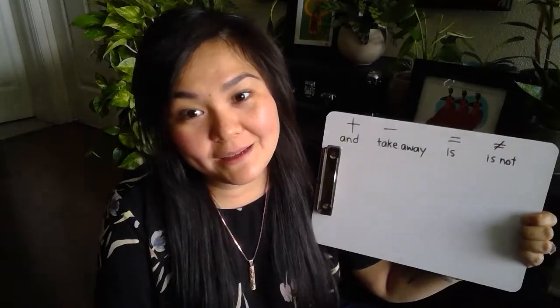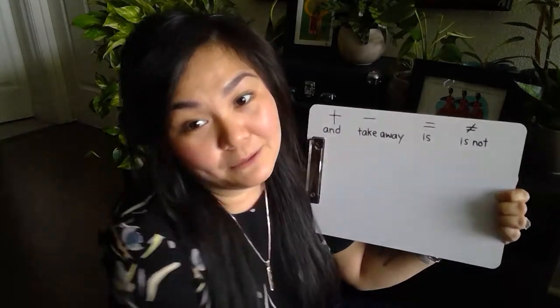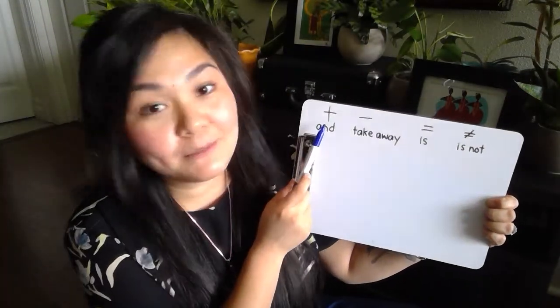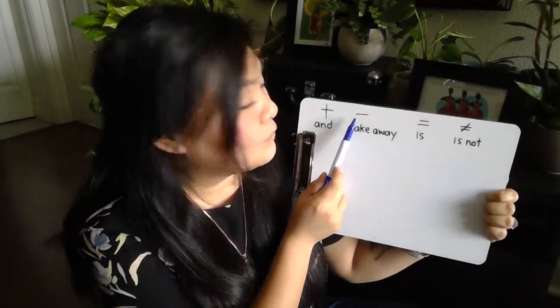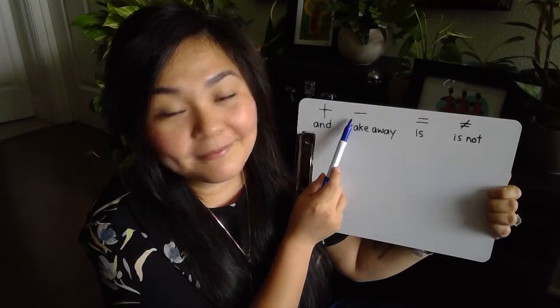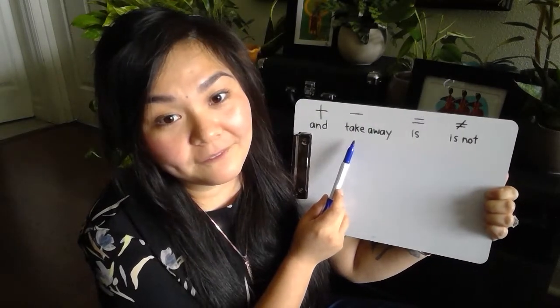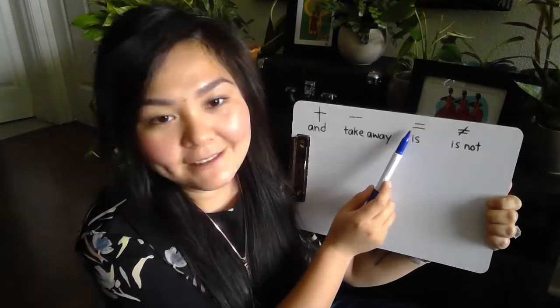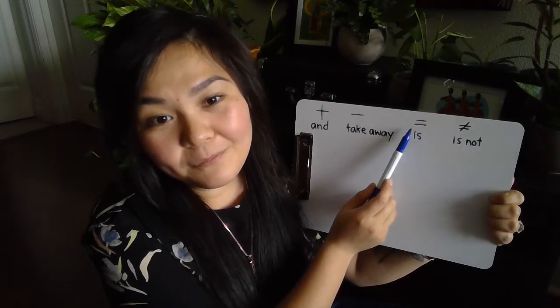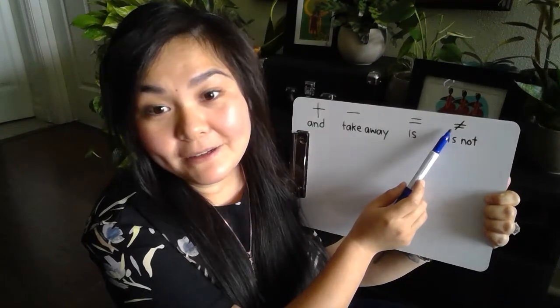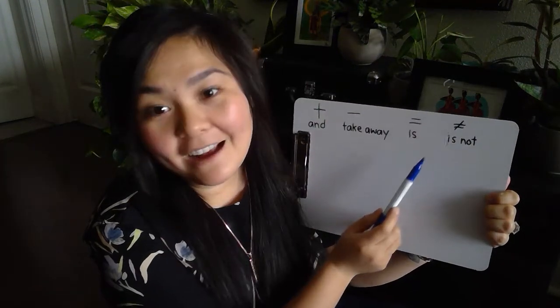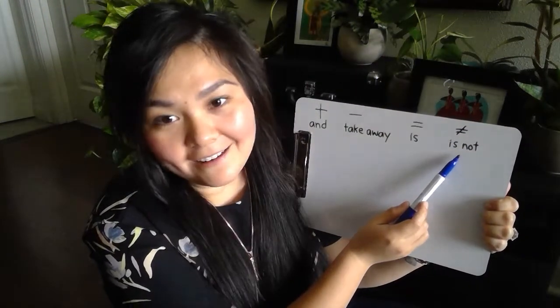Before we begin, let's review some of our math symbols. Everyone, this symbol is plus. It means and. Everyone, this symbol is minus, and it means take away. Everyone, this symbol is equal, and it means is, or is the same as. Everyone, this symbol is does not equal, or is not.